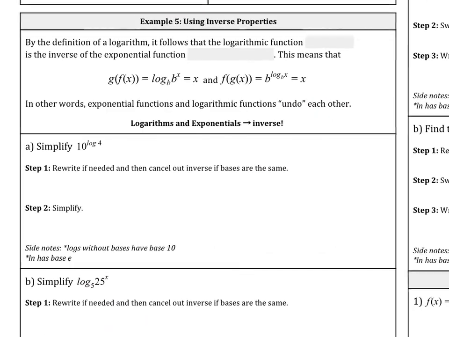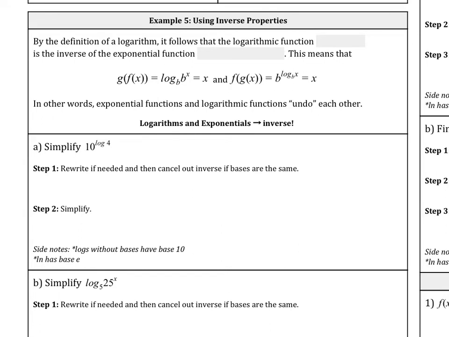So using inverse properties, by the definition of a logarithm, it follows that logarithmic functions, g of x equals log base b of x, is the inverse of the exponential function f of x equals b to the x. And so if you have log base b of b to the x, that just equals x. So notice this cancels out. Then if you do f of g of x, b raised to the log base b of x, that cancels out. And so we end up just getting x. In other words, exponential functions and log functions undo each other.